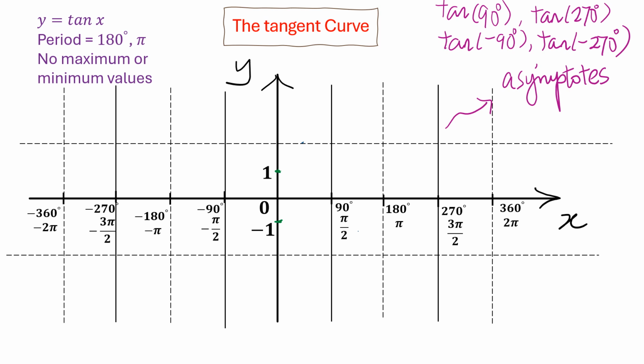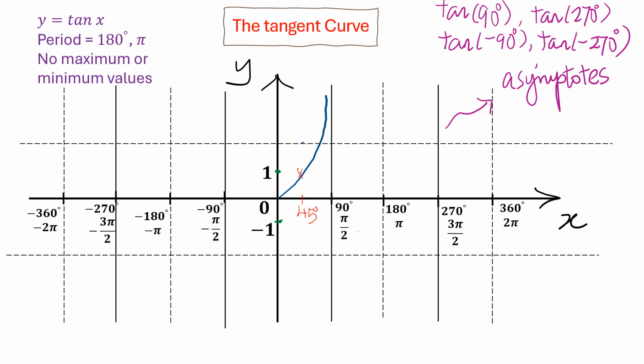So how do you think the curve will look like? Tangent 0 will give you 0, so that's one point there. And then tangent 45 will be 1. Sometimes in your curve sketching, they will require you to indicate this point. So if you're sketching y equals tangent x, tangent 45 will be 1. So this is how the curve will look like. It's quite an interesting looking curve.